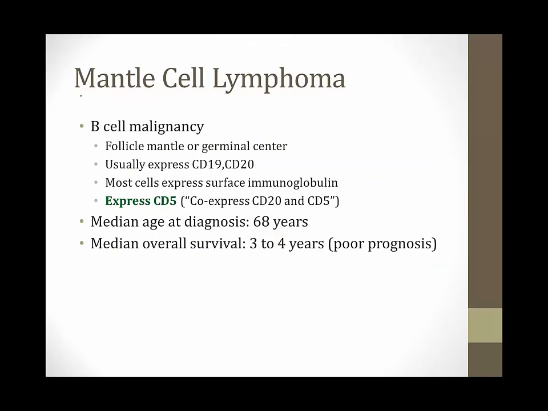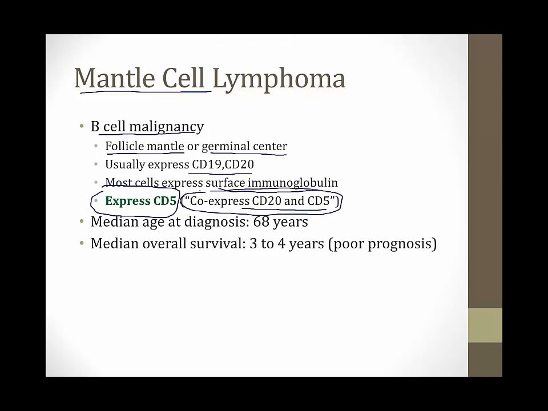Moving on, next let's talk about mantle cell lymphoma. This is also a B cell malignancy, and it arises from the mantle around the follicle, which we discussed previously, or sometimes from the germinal center. These are B cells, so the malignant cells usually express CD19 and 20, and most of them express surface immunoglobulin. A unique feature of the cancer cells in mantle cell lymphoma is that they express CD5. CD5 is usually a T cell marker, but it's co-expressed with CD20 in this lymphoma. So co-expression of CD20, a B cell marker, and CD5, a T cell marker, is unusual. Thus, you will often read in textbooks about how this lymphoma has cells that co-express CD20 and CD5.